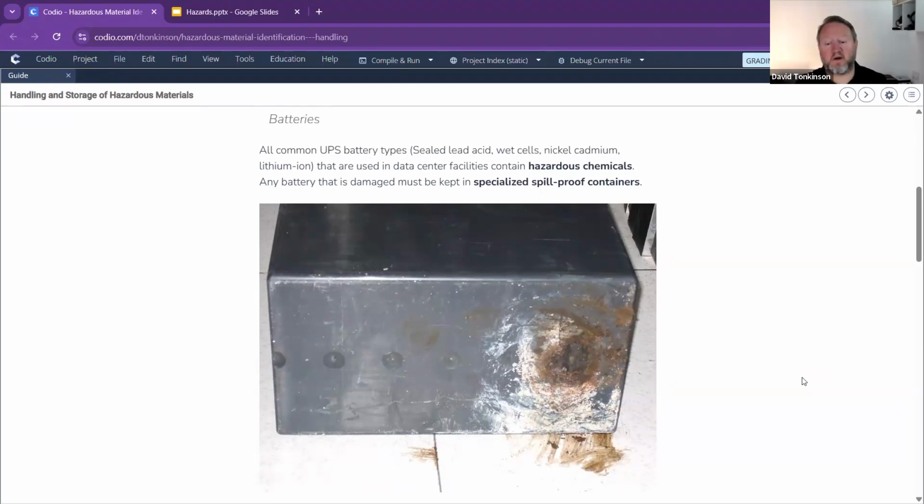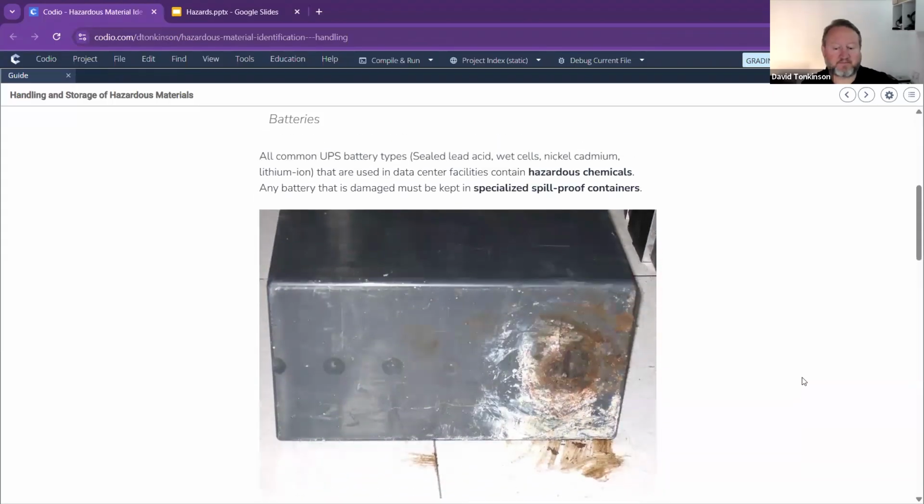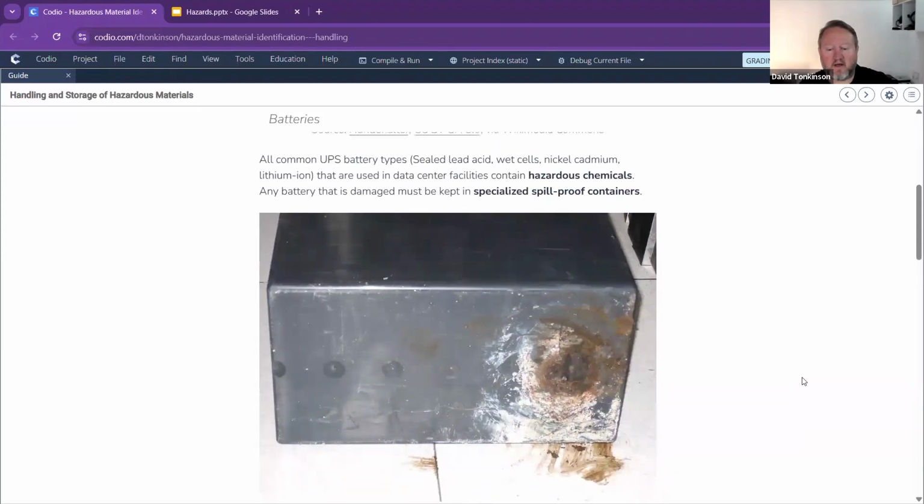So bear in mind, when you break a UPS battery, make sure that you put it into a relevant box to look after it. You'll notice that they use nickel cadmium batteries and lithium ion ones, wet cells and dry cell sealed acid batteries, so you want slightly different handling. Certainly the lead acid one just leaks acid all over the place.